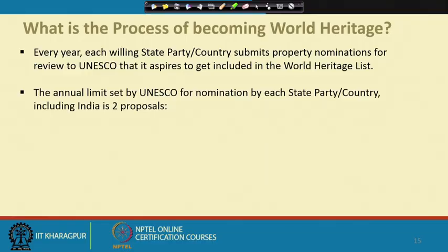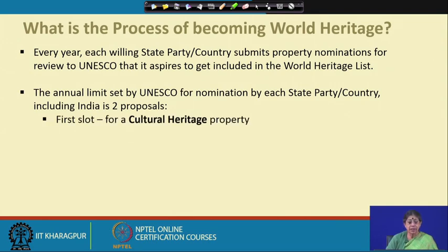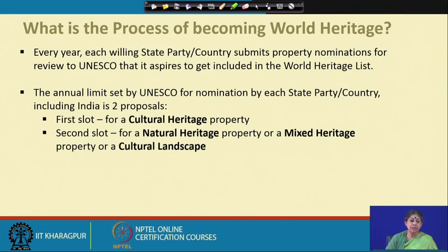The annual limit set by UNESCO for nomination by each state or country, including India, is 2 proposals. So, every year one can give 2 proposals. One is under the cultural property, heritage property category, the other is on the natural heritage property or mixed heritage property or cultural landscape. So, these are the 2 categories each country can submit for consideration.